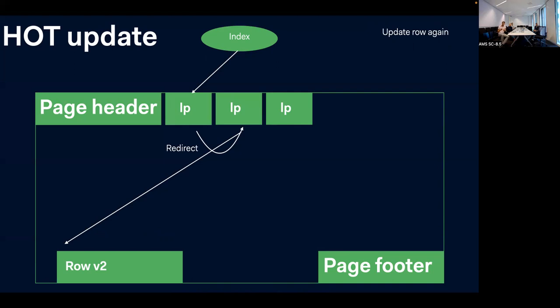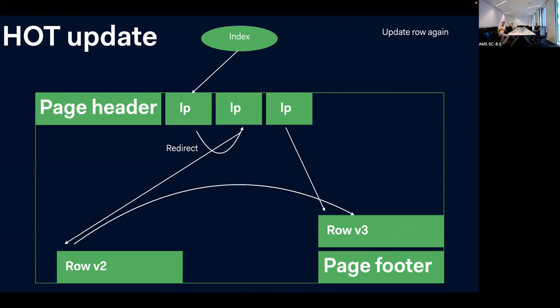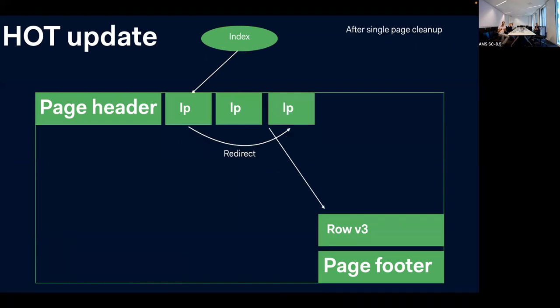Now we can update this row again. We create a third version of this row. We add the line pointers and we can clean it up again. What we end up with is a page with only the final version of this row, and there is a long redirection between the first and the last line pointer. So we create a chain of line pointers where all the line pointers in the middle can be unused, but we always use the first line pointer because our index is pointing to this very first line pointer, and we need the final line pointer because that's the line pointer pointing to the actual data on the page.